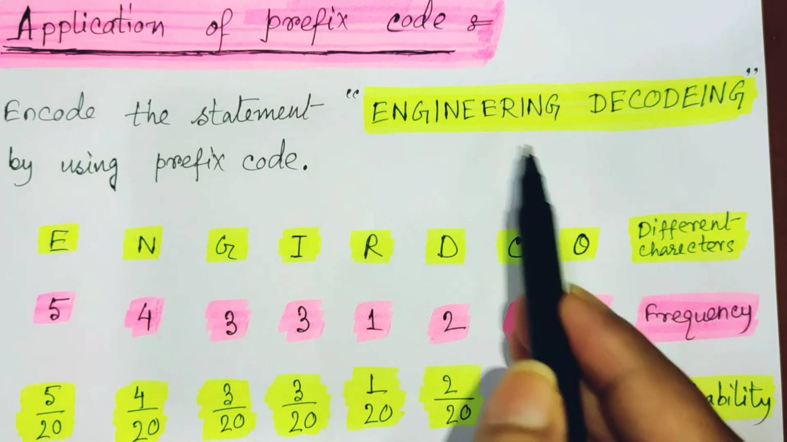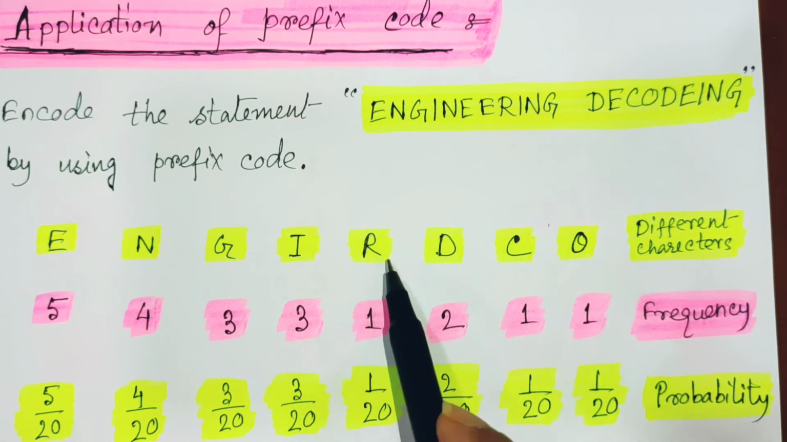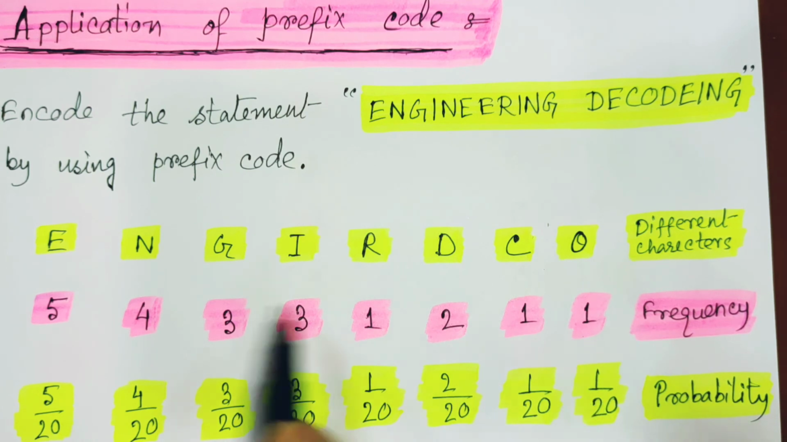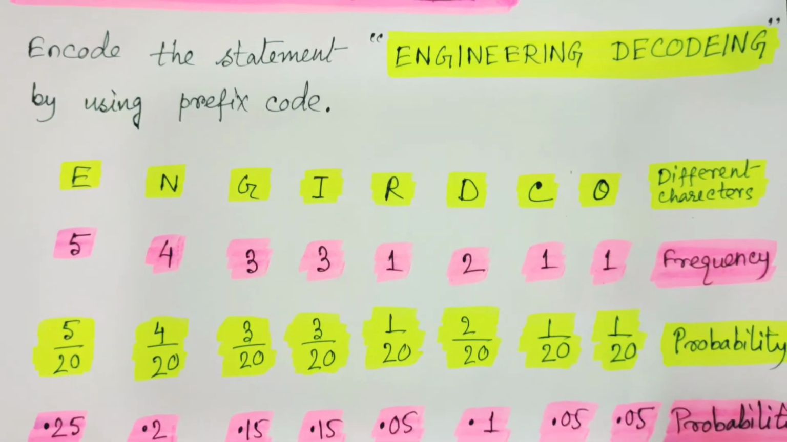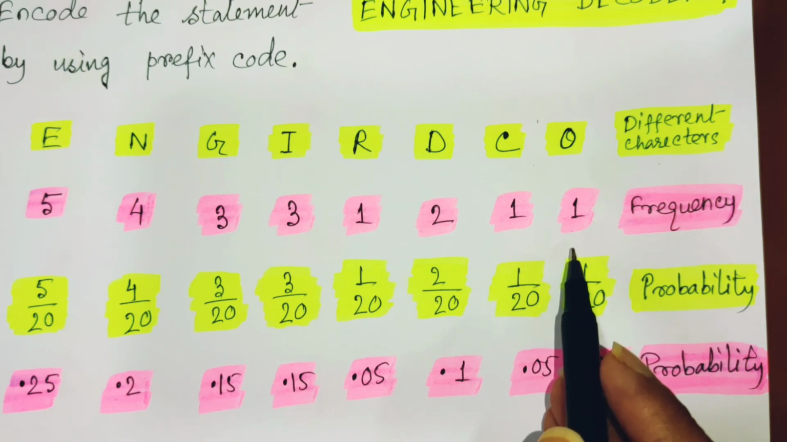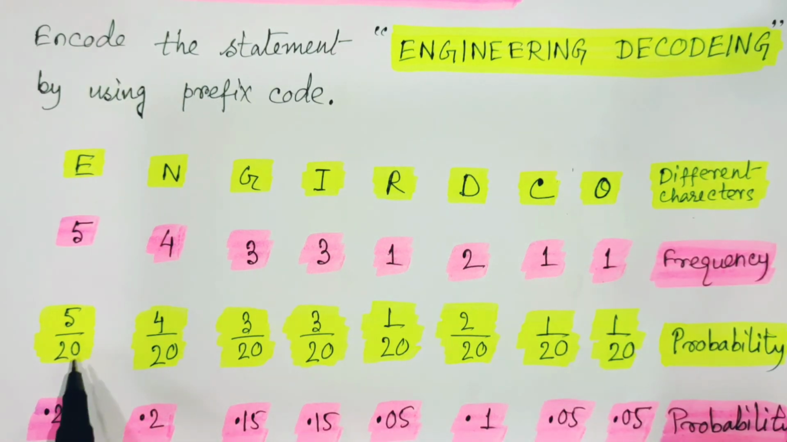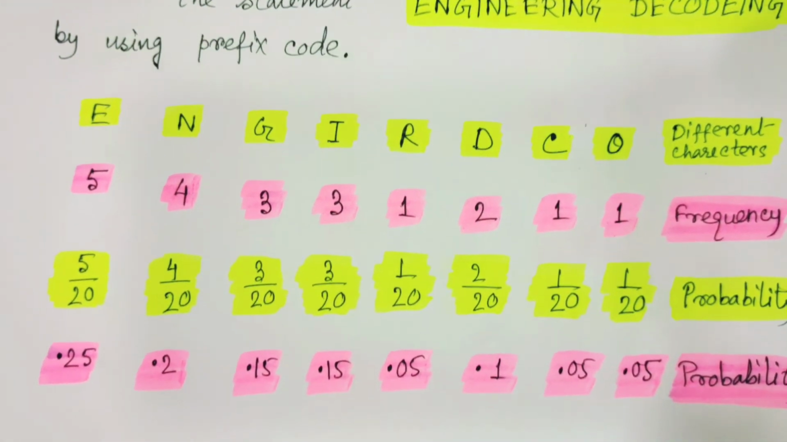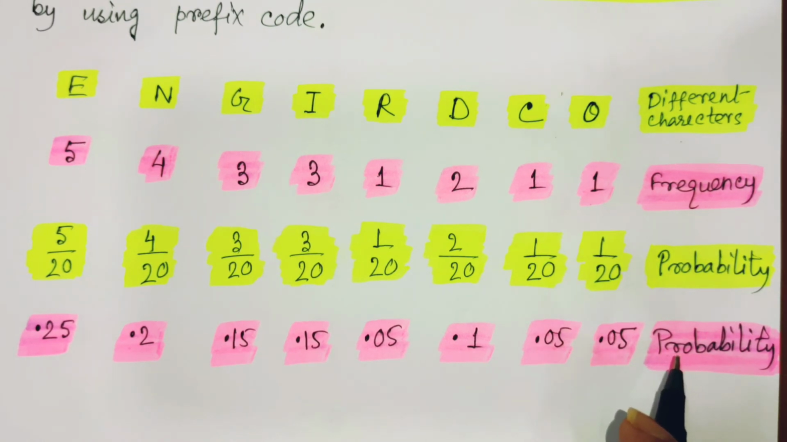E occurs 5 times, you just verify, E occurs 5 times, N 4 times, G 3 times, I 3 times, then R 1 time, D 2 times, C 1 time, and O 1 time. So these are the different characters and the corresponding frequencies. Now we can find the corresponding probability by dividing each frequency by the total number of data. Here in "engineering decoding", a total of 20 characters are used. So we find the probability by dividing each frequency by 20, and in fractional form we can write it in this way, so these are the probabilities for the given data.